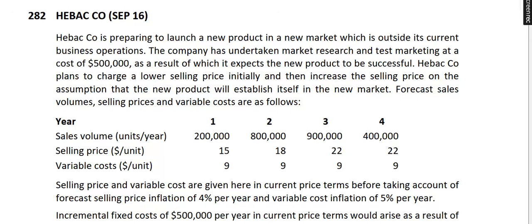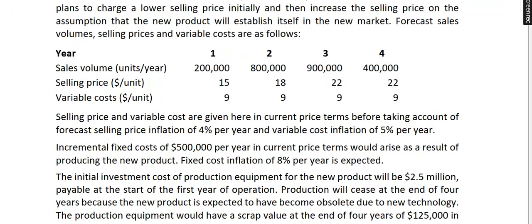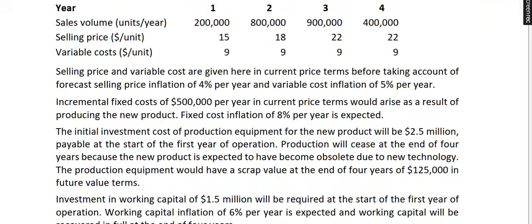Hebert company plans to charge a lower selling price initially and then increase the selling price on the assumption that the new product will establish itself in the new market. Forecast sales volume, selling prices, and variable costs are as follows. So we have sales volume, selling price, and variable costs per unit. Selling prices and variable costs are given here in current price terms, before taking account of forecast selling price inflation of 4% per year and variable cost inflation of 5% per year.